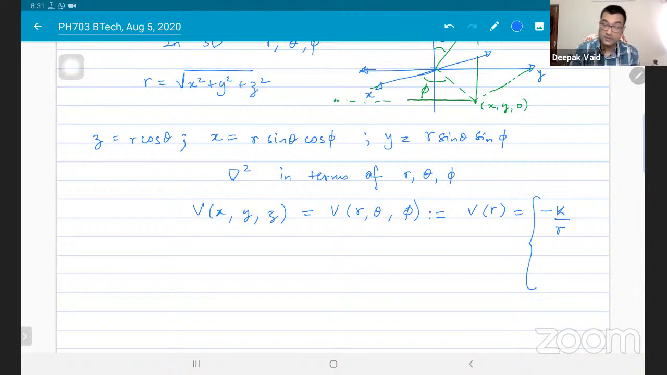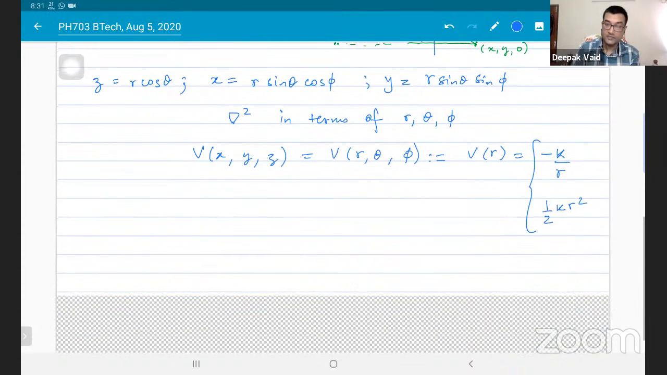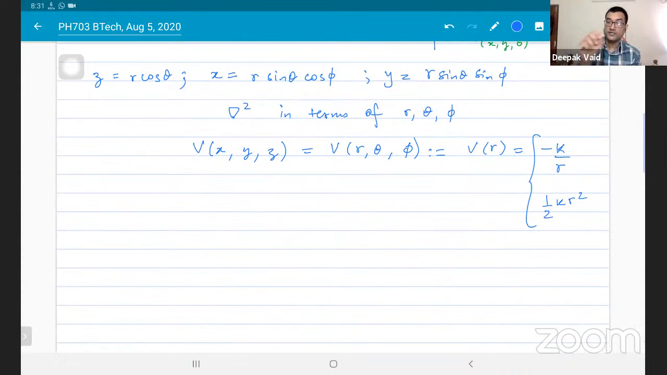One, for example, is this one. What is this? This is a Coulomb potential, minus 1 by r. Then you can also have something like this, 1/2 k r square. So this is like a harmonic oscillator in the radial direction. It's like a spring with one end attached to the origin, and you can pull it and let it go. So it goes back, but then it also has a freedom of motion in theta and phi.